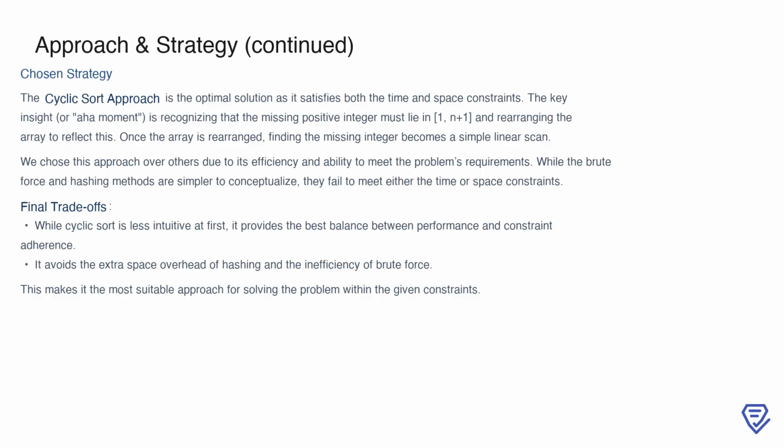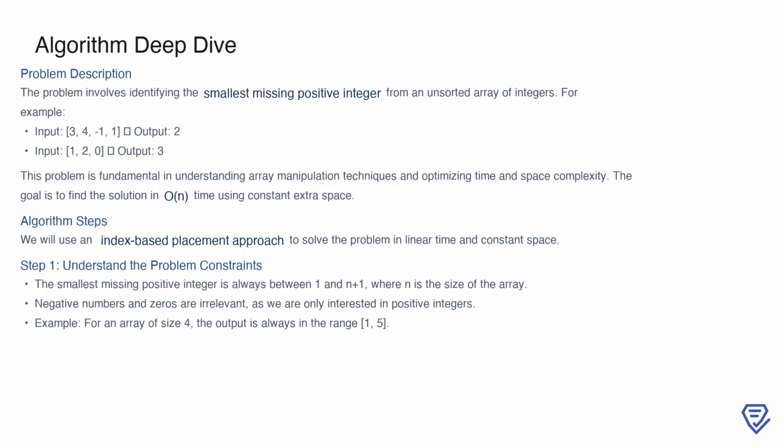The problem we're solving here is to find the smallest missing positive integer in an unsorted array of integers. For example, given an array like 3, 4, -1, 1, the smallest missing positive integer is 2. Similarly, for 4, 1, 2, 0, the output is 3. This problem is particularly interesting because it challenges us to solve it efficiently, achieving O(n) time complexity while using constant extra space. To do this, we'll leverage an index-based placement approach.